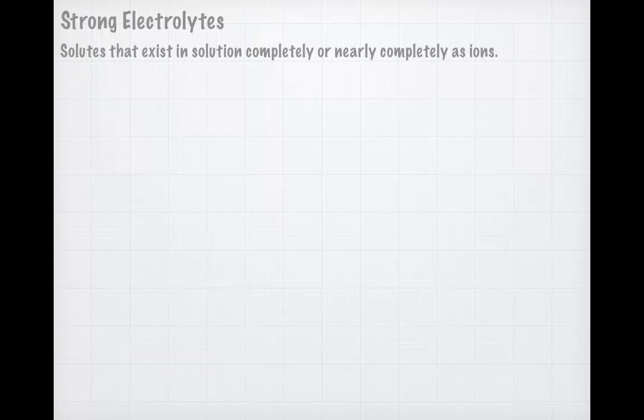Up until this point, we've been talking about electrolytes versus non-electrolytes. One last thing that we need to do is to distinguish between strong electrolytes and weak electrolytes. In a strong electrolyte, the solute exists in solution completely or nearly completely as ions. The way that we represent that is with this formula. Notice HCl, which by the way is an exception because it is a molecular compound that is an electrolyte, is going to break apart into hydrogen ions and chloride ions.